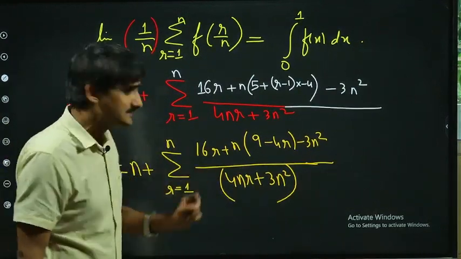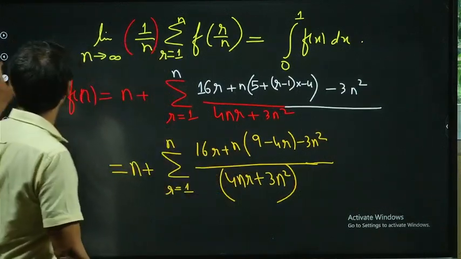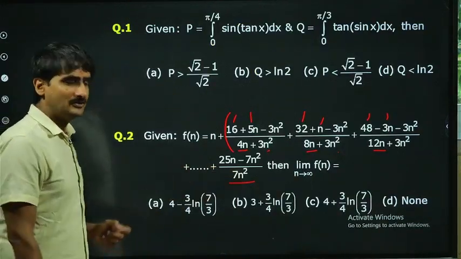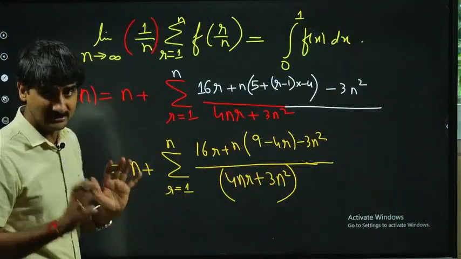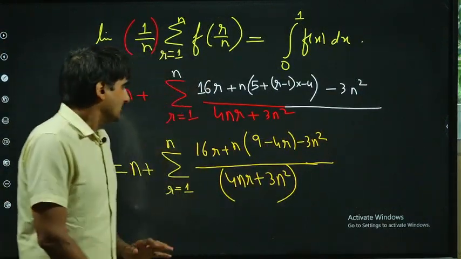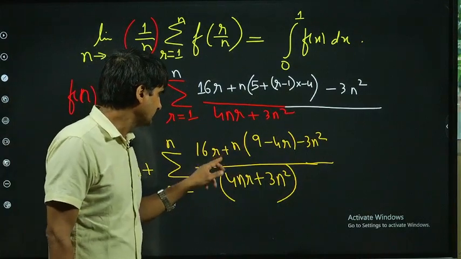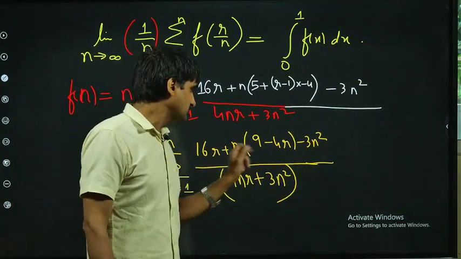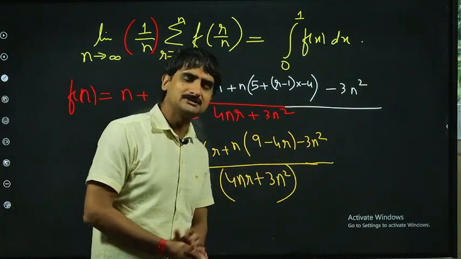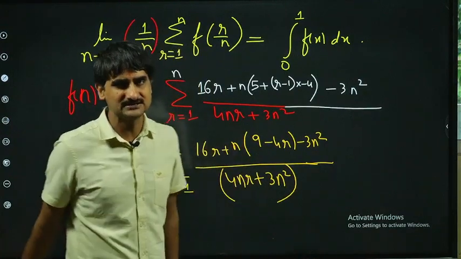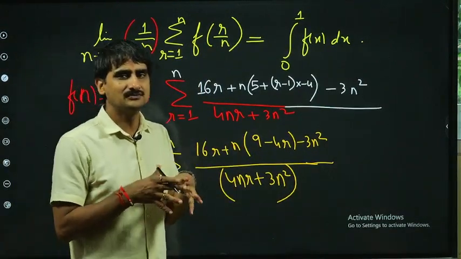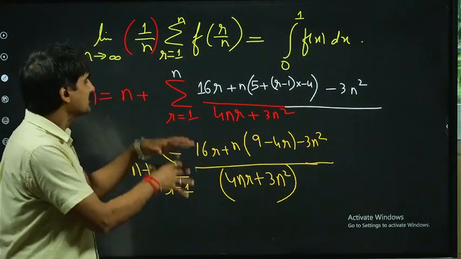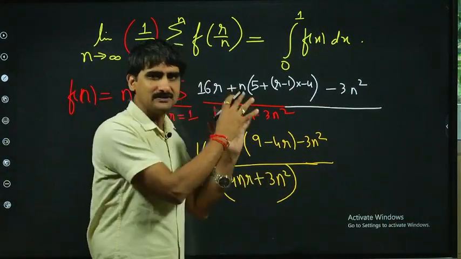As I replace r by n here to match it with the last term of f of n: 25n minus 7n square, remember it, don't forget. So put r is equal to n, so we get 16n plus 9n, 25n, that matches. With r equal to n, minus 4r is n square, minus 3n square, minus 7n square, so it matches again. So that means r is equal to n satisfies everything, and our general term is perfectly okay.